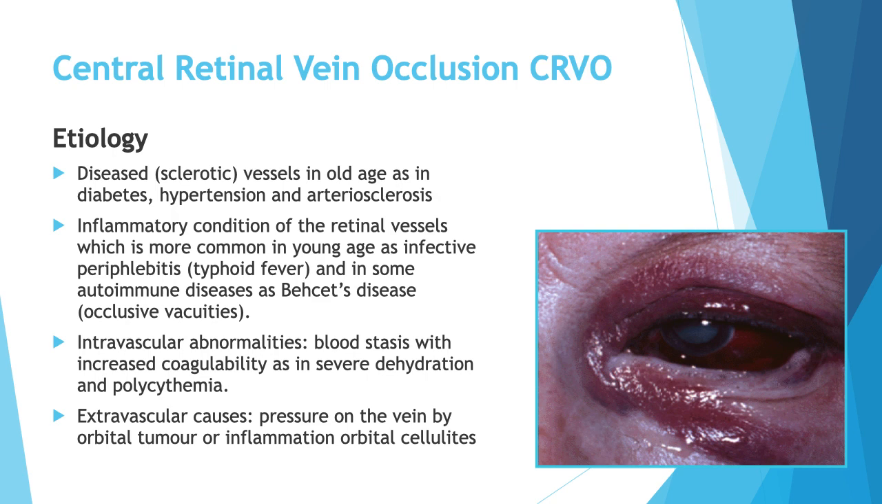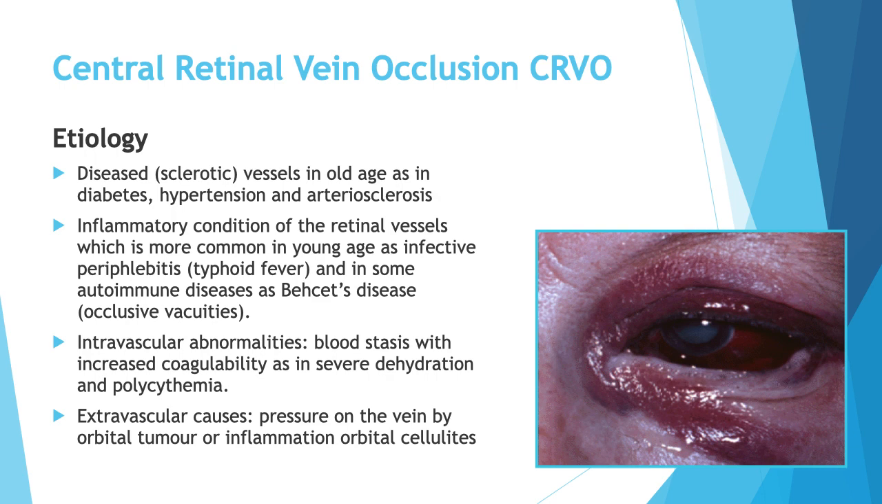In some autoimmune diseases, like Behçet disease, which affects the vessels all over the body, especially the veins, with periphlebitis, they call it occlusive vasculitis. It can be manifested by other systemic conditions like aphthous ulcers, genital ulcers, and multiple nodules all over the body, and it ends up with occlusion of the central retinal vein.